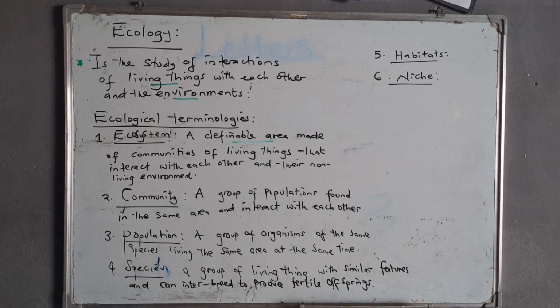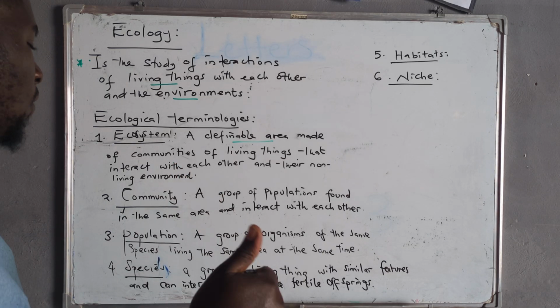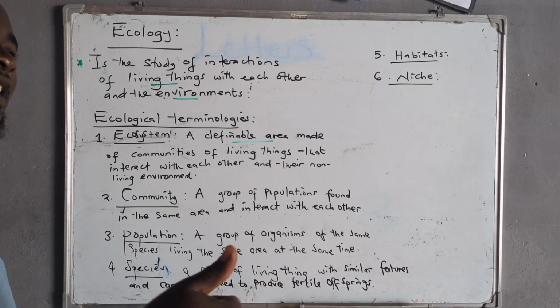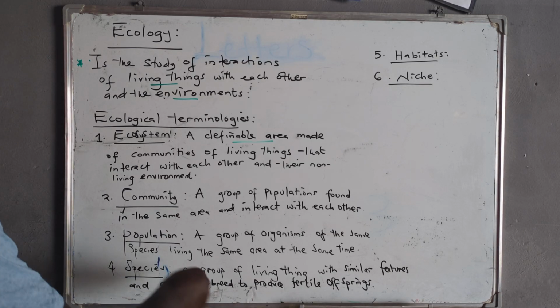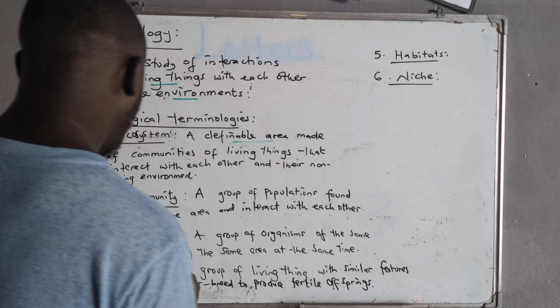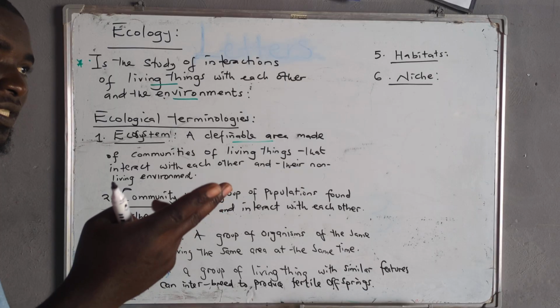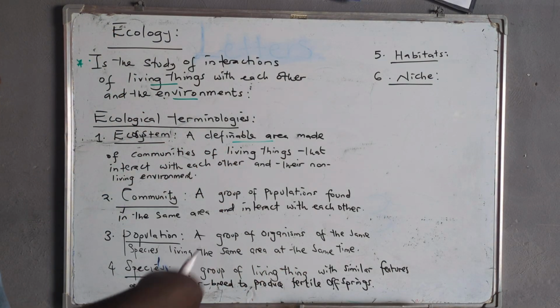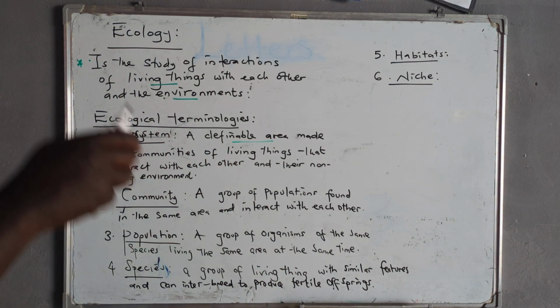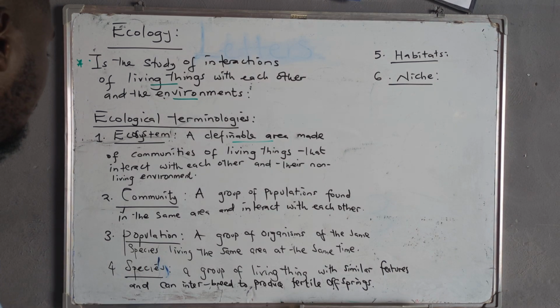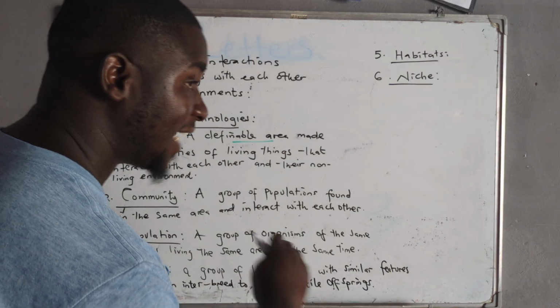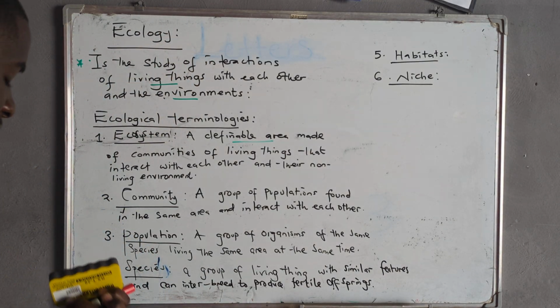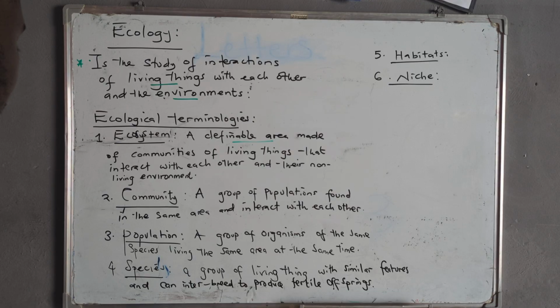A population is just a group of organisms of the same species found in the same area at the same time. Talking about a population, you have to know that it's the same species living in the same area, meaning that area is definable, of course, and at the same time. So three things that you have to pinpoint: it's the same species, same area, at the same time. That describes the population.